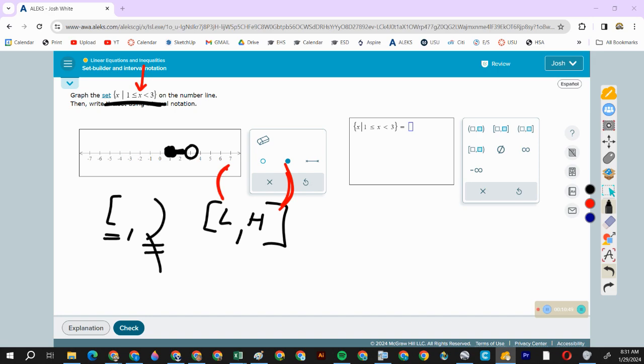So in this case, how do I represent everything 1 and bigger all the way up to almost 3? Well, the low number is a 1. The high number is a 3. The low number is equal to, so it gets a bracket. And the high number is an open circle, not equal to, so it gets a parenthesis. Okay? Let's do another one of these.